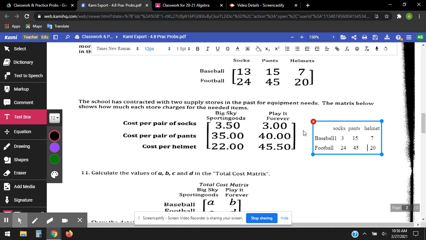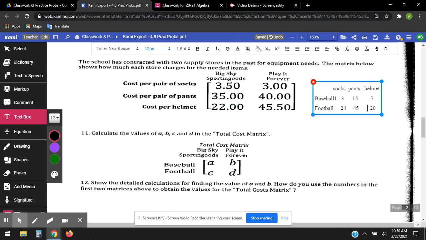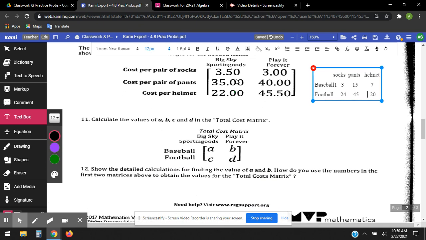Okay, so we're basically going to take these and combine them the way we were talking before. So what I just said on there, and actually 12 says show the detailed calculations for finding the values of A and B. So let's actually just show our work down here and we'll kind of do a 2-for-1. So we'll do these in green.